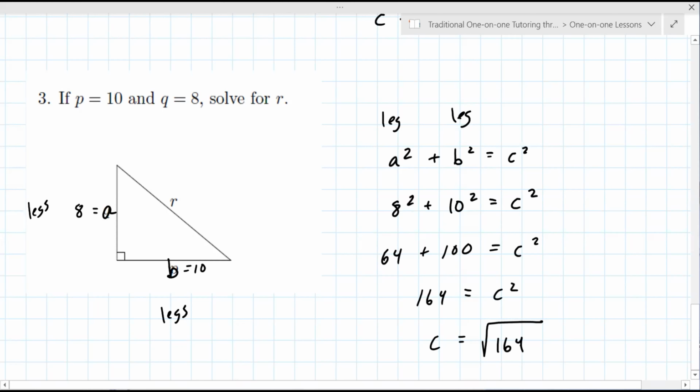164. Okay, so this is pretty simple. Yeah, this is pretty simple. And then 12.80. Okay. Let's do one more before we move on to another type. Is that okay? Yeah, that's perfect.